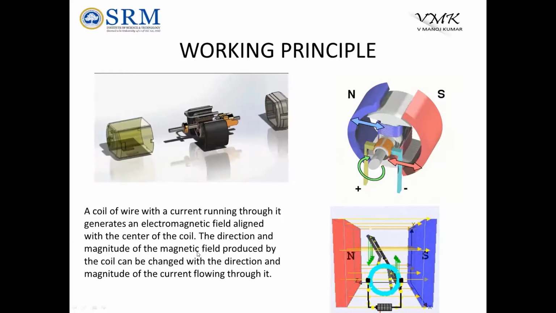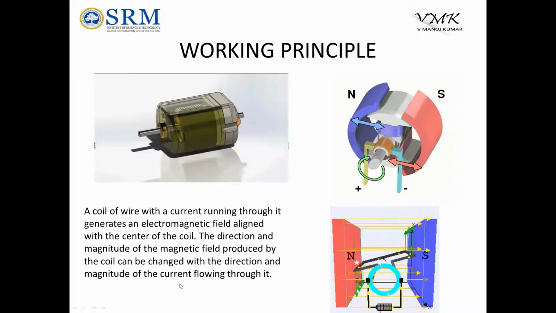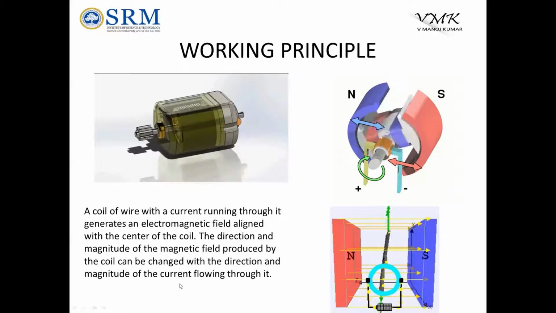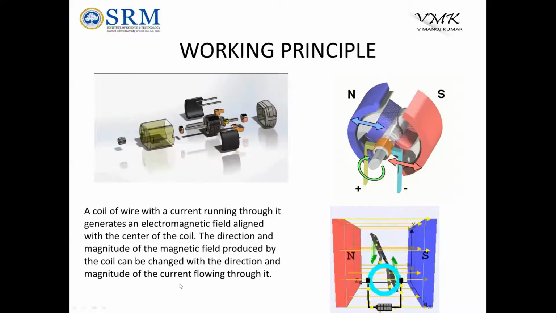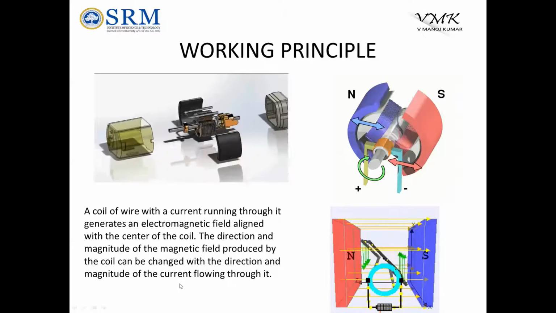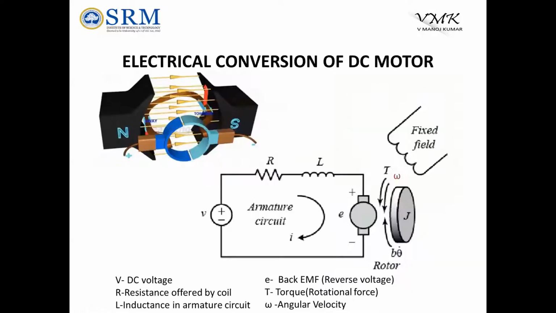Okay, the direction and the magnitude of the magnetic field produced by the coil can be changed with the direction and magnitude of the current flowing through it. So what it says is, if I want to rotate clockwise, I should connect positive and negative. If I need to rotate anti-clockwise, I change the polarity, so I give the supply in the opposite direction. Okay, so this is the basic principle of your DC motor.